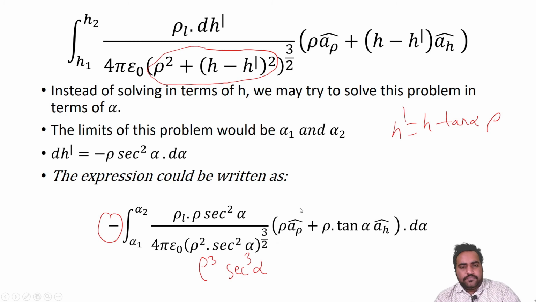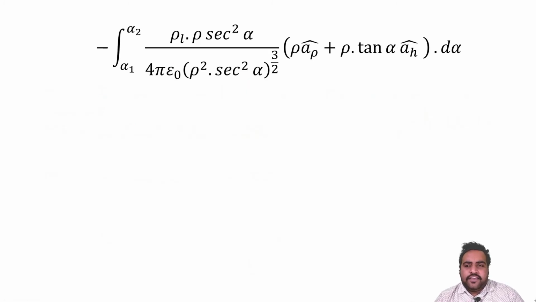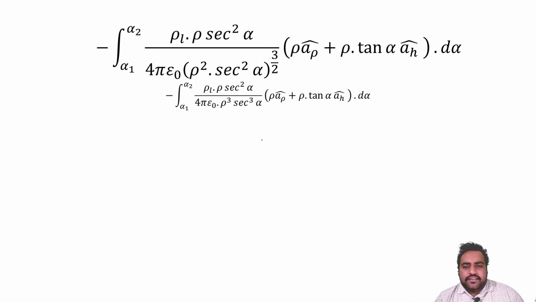Right? Now, if by solving this expression I can cancel them out. The secant cube and secant square would cancel, remaining secant, and this rho and rho would be cancelling out. Rho square again, this can be cancelled here, so I'd be remaining with rho secant alpha here. So I'd be getting the secant alpha.